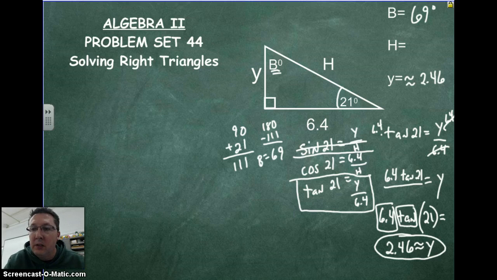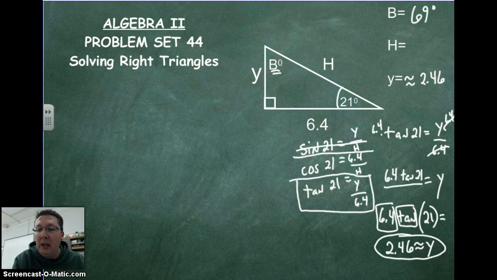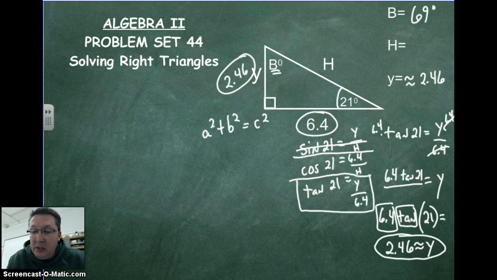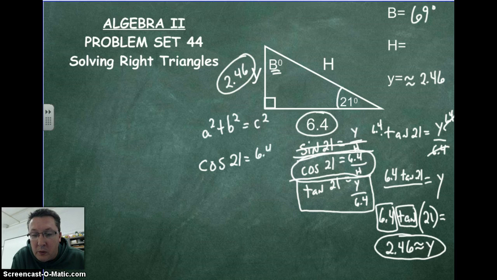I can do two things. First off, I'm going to erase a little bit of this. Since I now know y is about 2.46, I know two sides of the right triangle. I can find the third side with the Pythagorean theorem, a squared plus b squared equals c squared, and I can plug in the parts. Or I can use one of these trig ratios. It really doesn't matter to me which way you do it. The example that I did was I used this one. If I take cosine of 21 equals 6.4 over h.